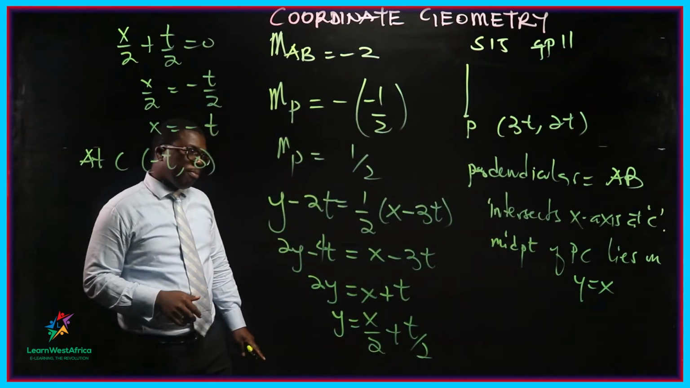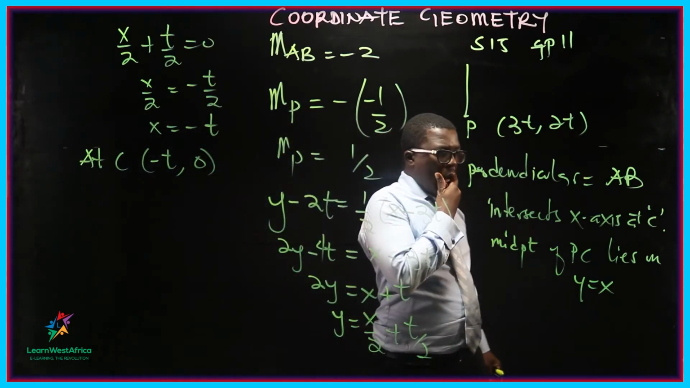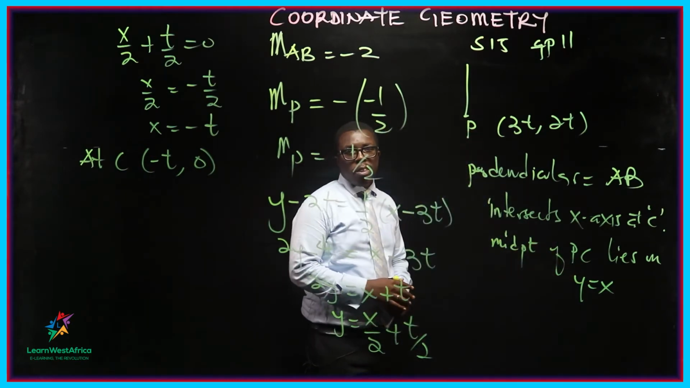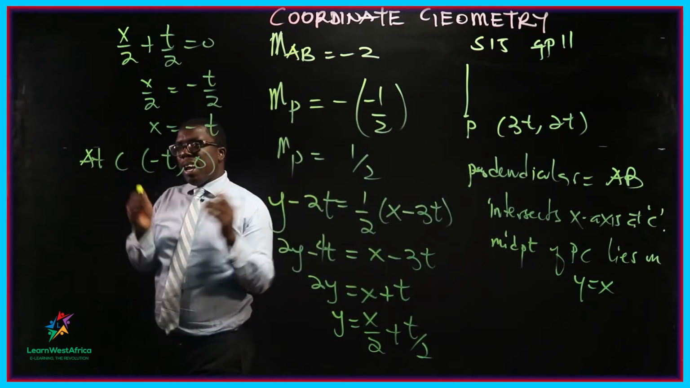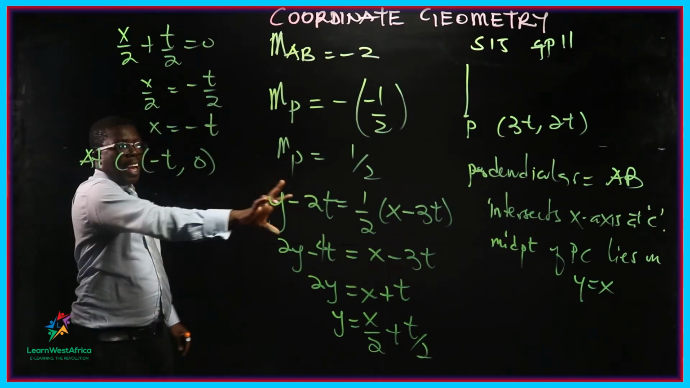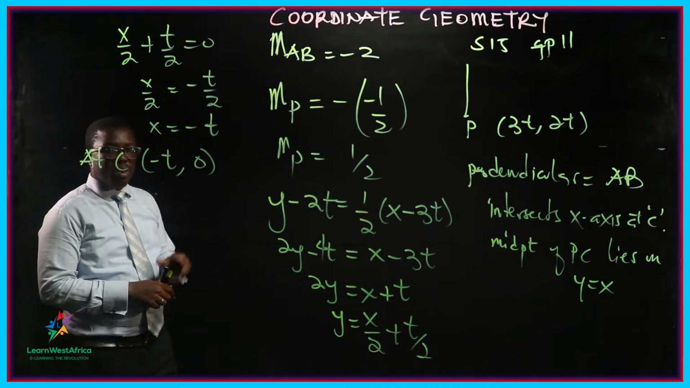Good. So now the question says that we should show that the midpoint of PC lies on the line y is equal to x. How do we go about that? How do we prove that the midpoint of PC lies on the line y is equal to x? How do we show it? Watch.